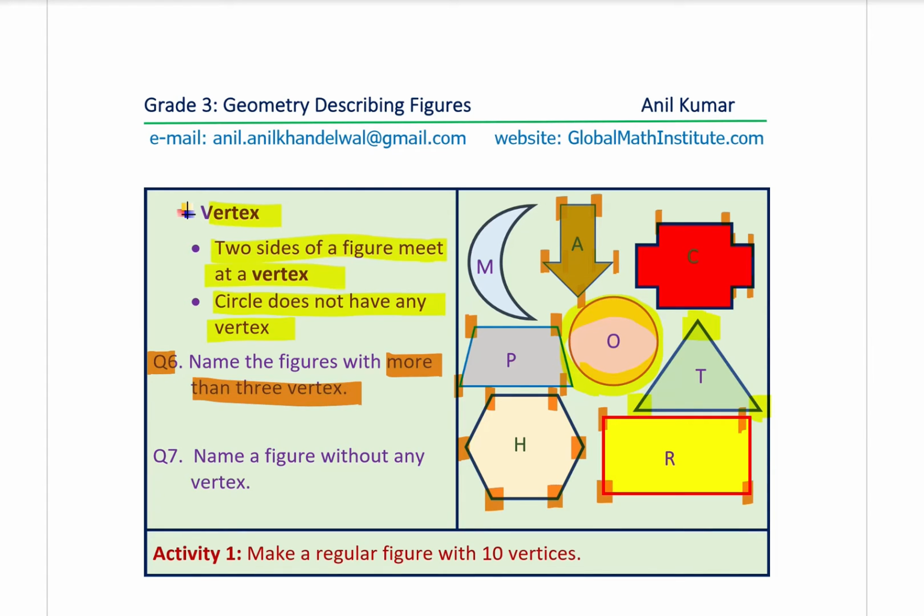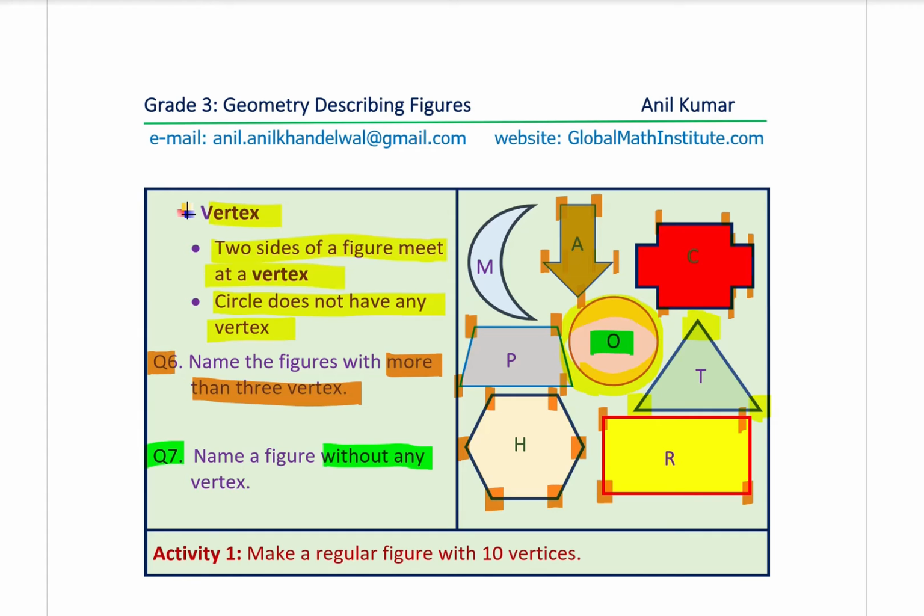Is that clear to you? So you could give the names for all these figures for the answer to question number 6. Is that clear? I hope so. Okay, let's move on to question number 7. It says, name a figure without any vertex. Of course, we have the circle, which does not have any vertex.